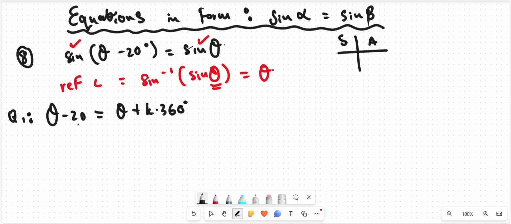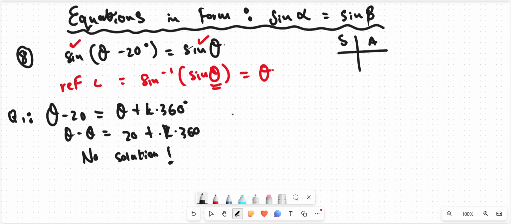But if you bring the theta over, you'll notice that the thetas are actually cancelling. You bring this 20 to this side. So what does that tell me? It tells me that this one actually has no solution. If the variable we're looking for is cancelling, then it means there is no solution.